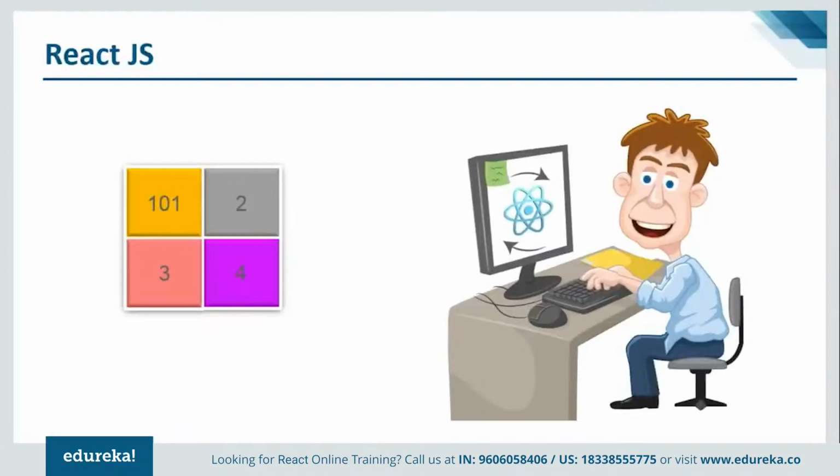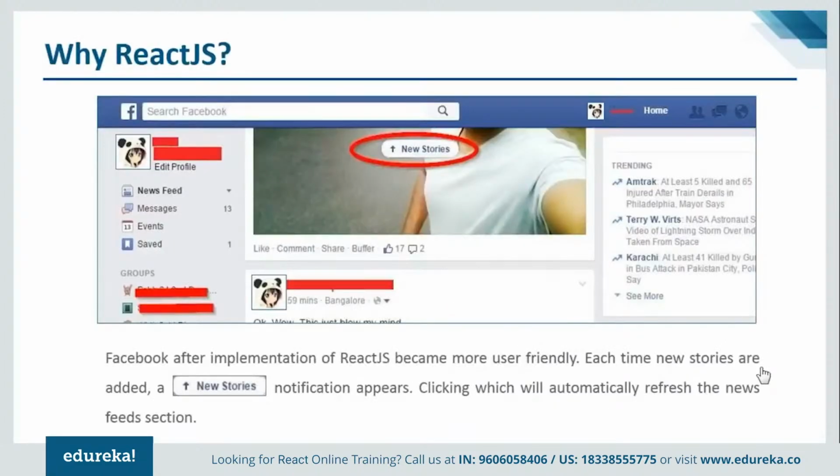For now, let's see how React changed Facebook's UI. So, Facebook started implementing React.js in its newsfeed section in 2011. After this, its UI became more user-friendly. Now, whenever new updates were gathered, a new stories button popped up at the top of the page. Clicking on this button will automatically reload only the newsfeed section without even touching the rest of the page. This drastically improved the application's performance.